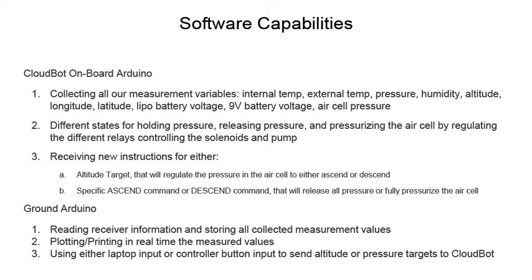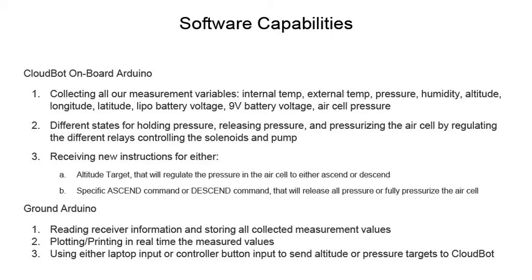The 2 Arduinos we use run all the Cloudbot software. The onboard Arduino is able to collect all our measurement variables, including internal temp, external temp, pressure, humidity, altitude, longitude and latitude, LiPo battery, and 9-volt battery voltages, and then finally the air cell pressure.